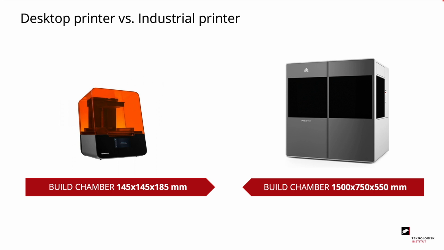VPP printers come in different sizes and prices, from small desktop printers to large industrial printers. To the left you see an example of a desktop printer and to the right you have an industrial printer. The main difference is the size of the build chamber, the print speed and of course the price. Desktop printers mainly use bottom-up technology, where industrial printers use top-down.